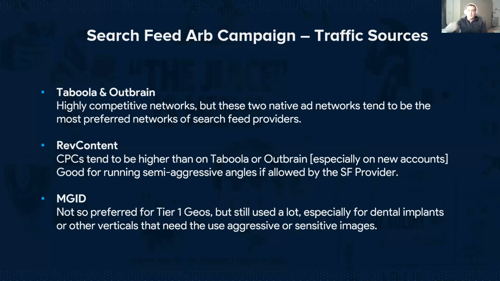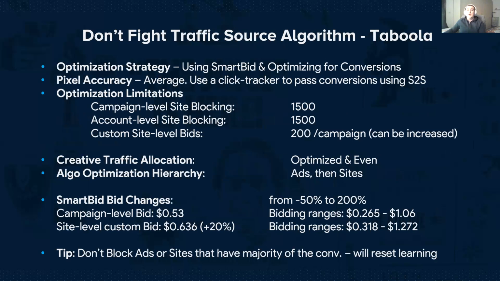Then they will be able to get you some MGID search feed links, and you will have to keep present that the cost of traffic on MGID will be way cheaper than buying that same traffic from Taboola or Outbrain. Then, getting into the specifics, let's focus on two networks, Taboola and Outbrain.